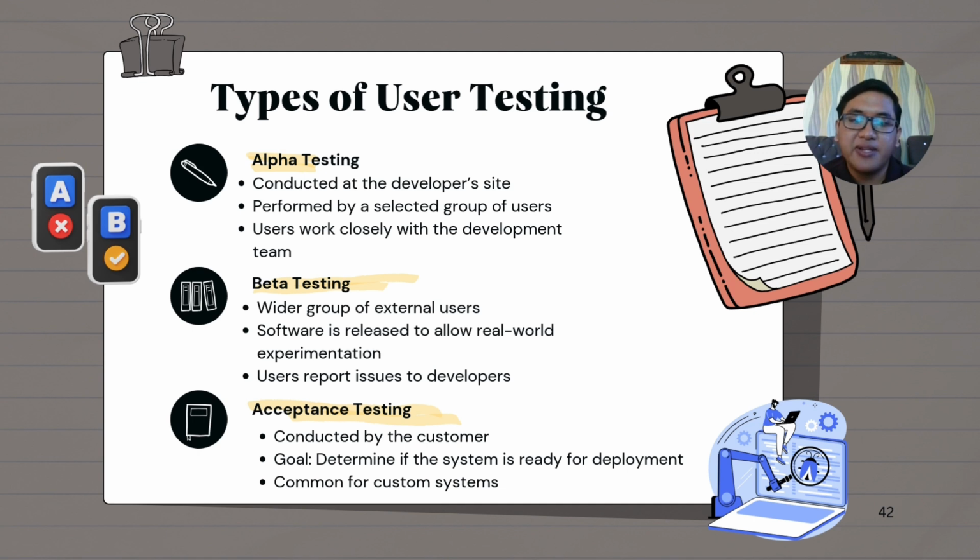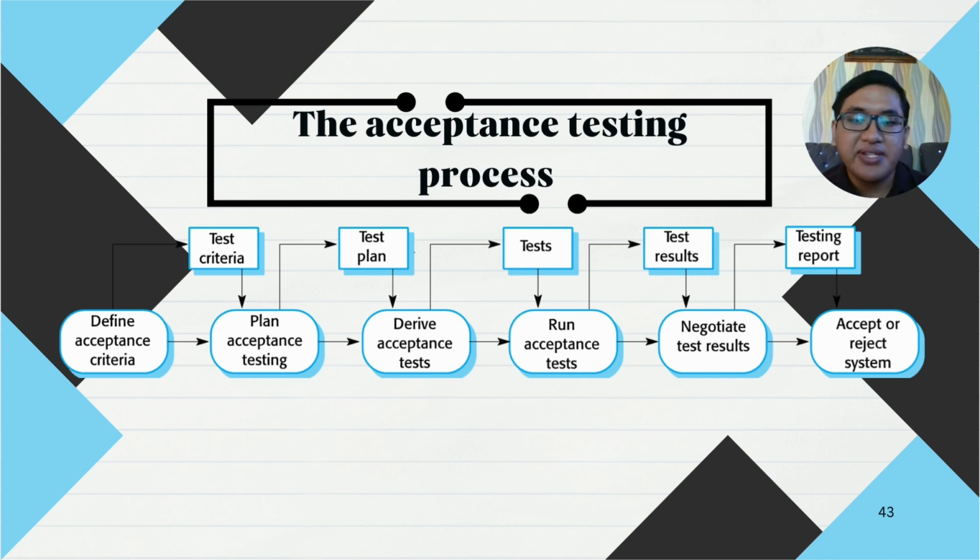Then we have acceptance testing, which is conducted by the customer. The goal is to determine if the system is ready for deployment. It is common for customer systems. This is the acceptance testing process. We define acceptance criteria, plan acceptance testing, derive acceptance tests, run acceptance tests, negotiate test results, and accept or reject the system.